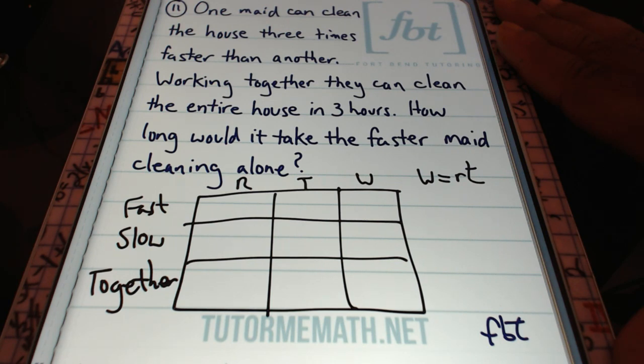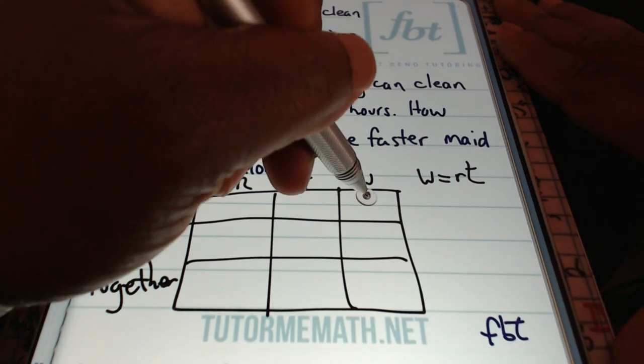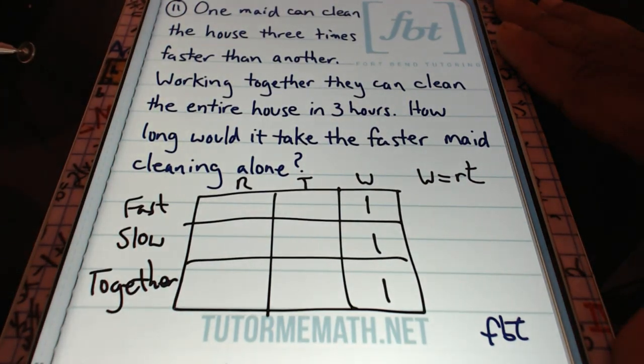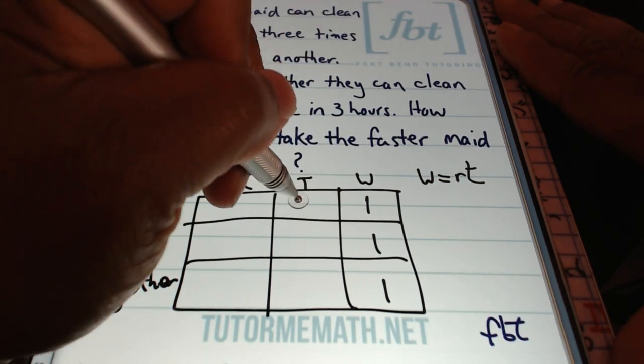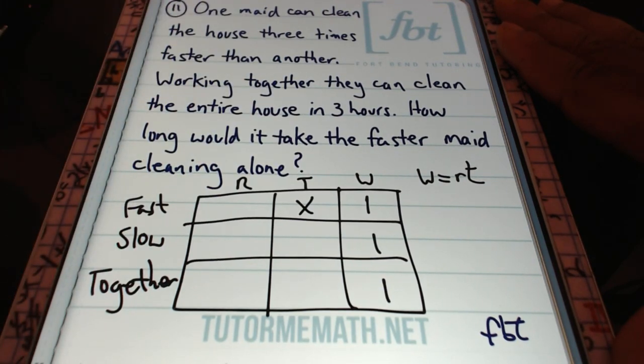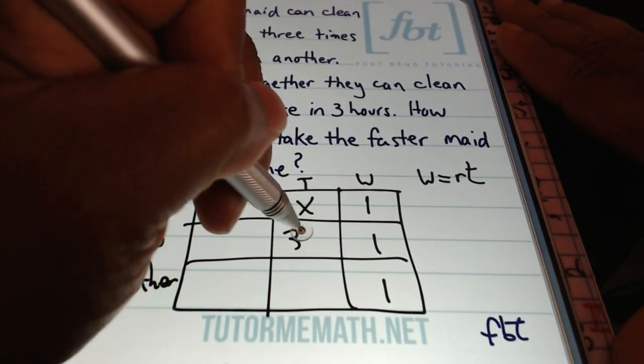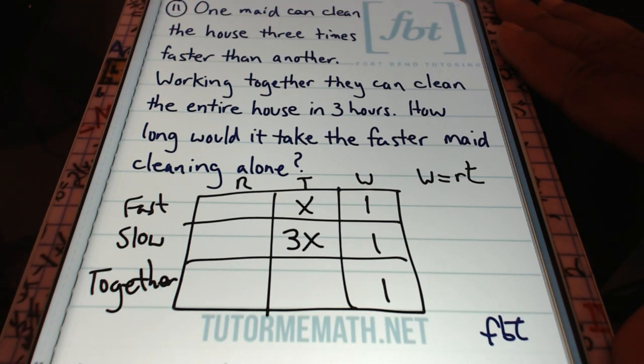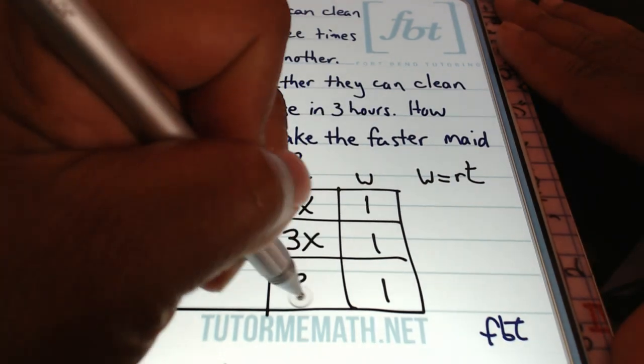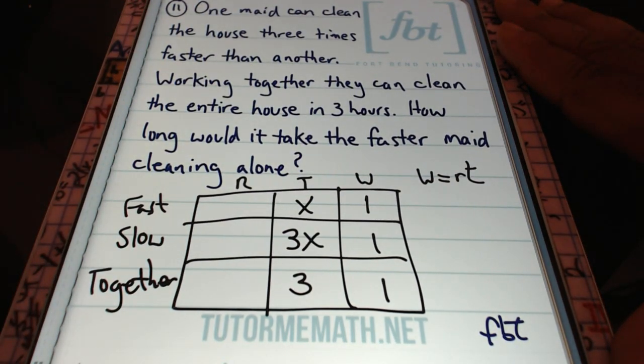So organizing this, we know that they're all going to be doing one job. And what is that one job, you might ask? This one job is cleaning the house. So that's the one job being done. The fast maid will do it in X amount of time, because they didn't tell us exactly how long the fast maid takes. But we do know that the slower maid will take 3 times as long to do the job. So let's say if the fast maid does it in 1 hour, then 3 times that hour will give us the time of the slow maid. It'll take the slow maid 3 hours, right? But we do know that they can work together to clean the entire house in 3 hours.